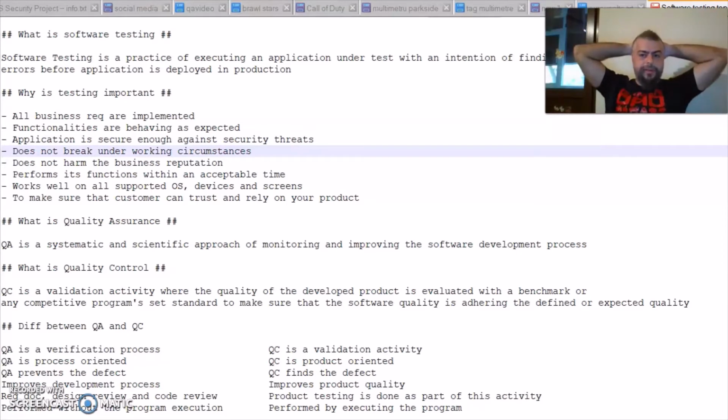Okay, so product vendors, product manufacturers, you might want to take a look at this bullet point because it's something that you want to take care of, right? To make sure that the customer can trust and rely on your product. Testing is quite important regarding your customers. All right. Now, before we get into what is quality assurance, let's discuss each of these bullets a little bit.